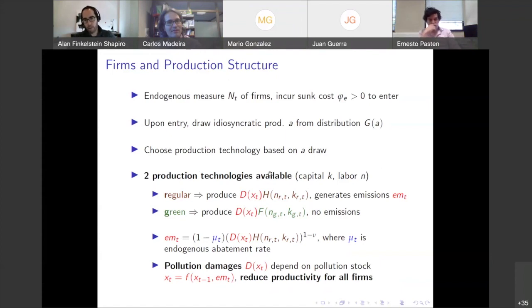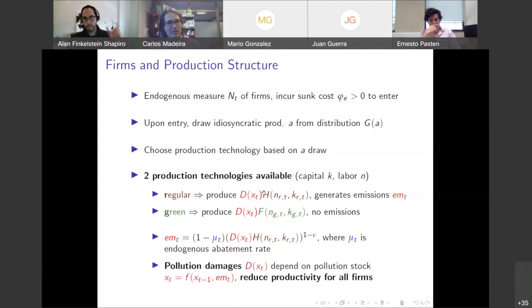Again, there are two production technologies available that use both capital and labor. The regular technology, with subscript R for regular, ends up generating emissions. And this term D(X_t) is basically the pollution damages, where X_t is the stock of pollution in the economy. So whenever the stock of pollution goes up, all else equal, even if you have the same inputs, that's going to end up reducing how much you're able to produce.